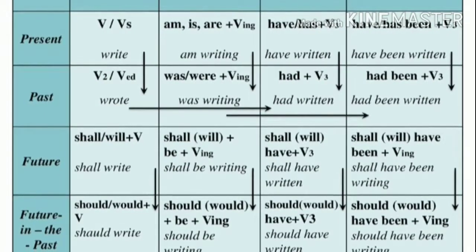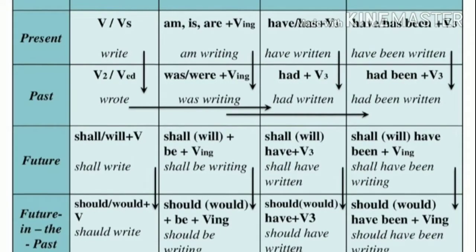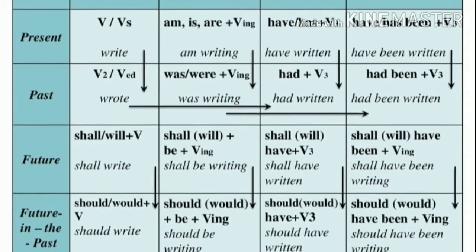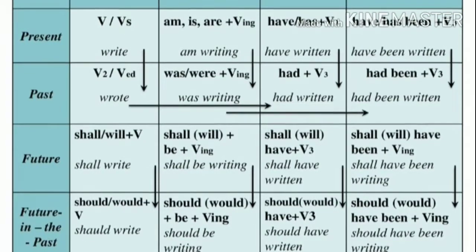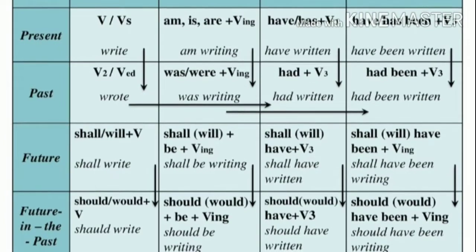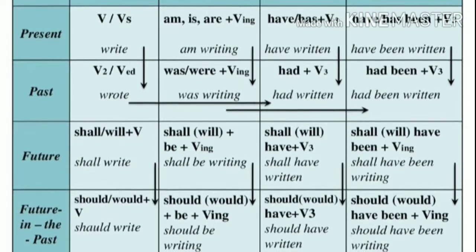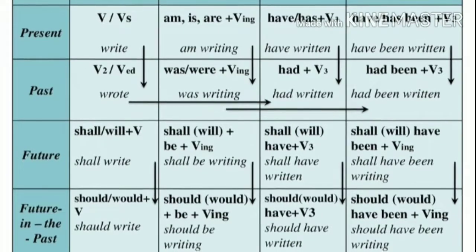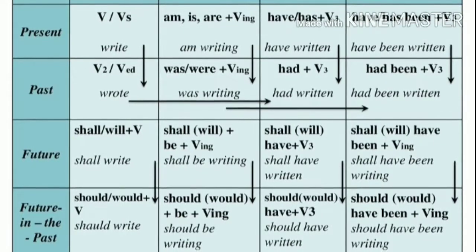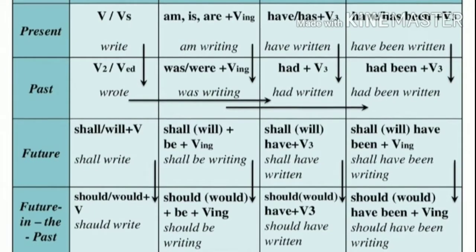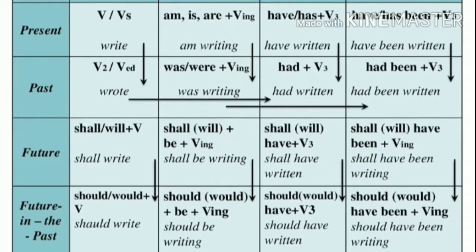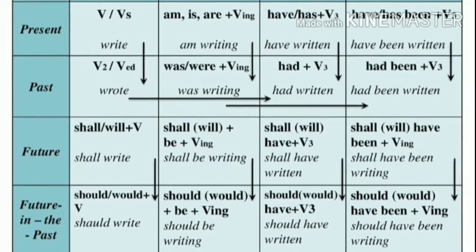Alright, see the next one, future continuous. Students, the structure is shall, in the brackets given will also, plus be plus verb ing form. The example is shall be writing. So students, this future continuous will change to future continuous in the past. That will be shall will become should and will become would, plus be plus verb ing form. So that will be should be writing.